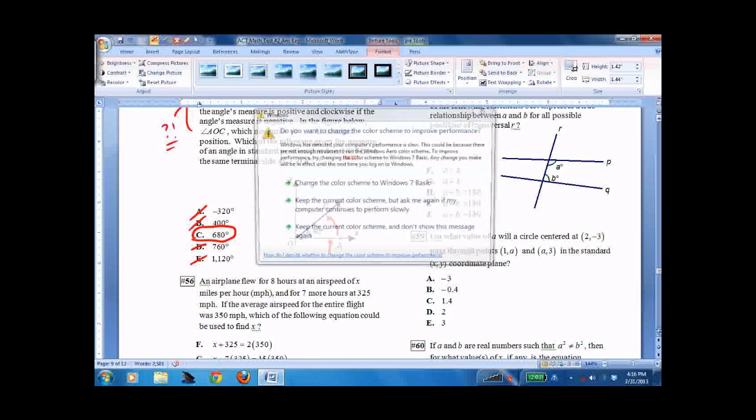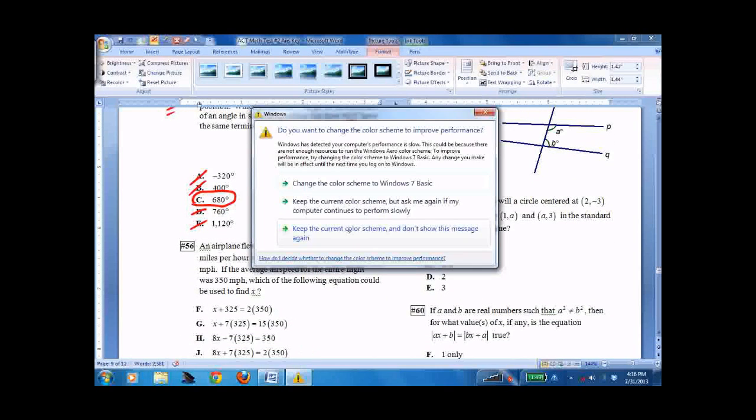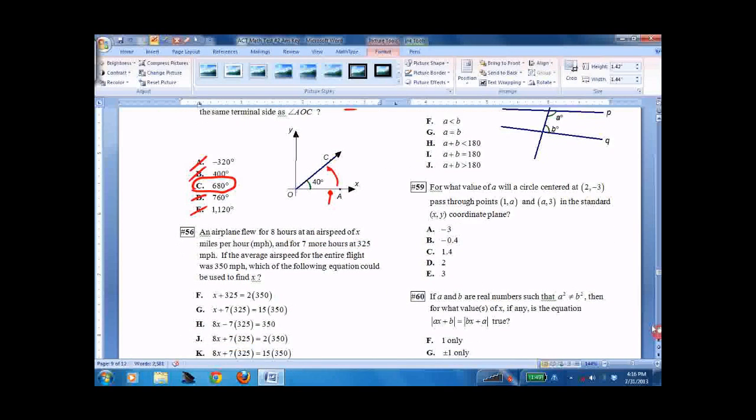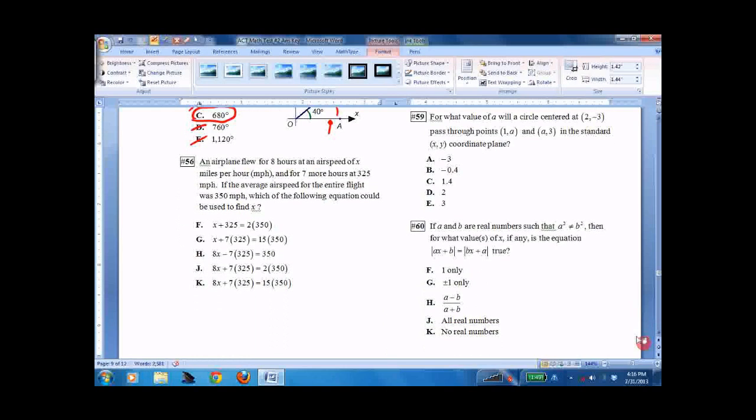So 56. Pardon me. An airplane flies for 8 hours at x miles per hour. So x miles per hour times 8 hours gives me the amount of miles it goes. So it goes 8x miles. Then it did 7 hours at 325. So 7 times 325. That's how many miles it's gone. And it averaged 350 miles an hour.